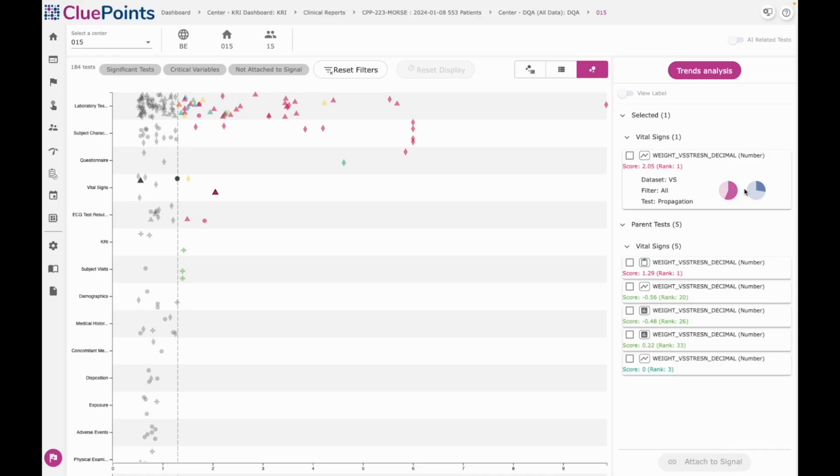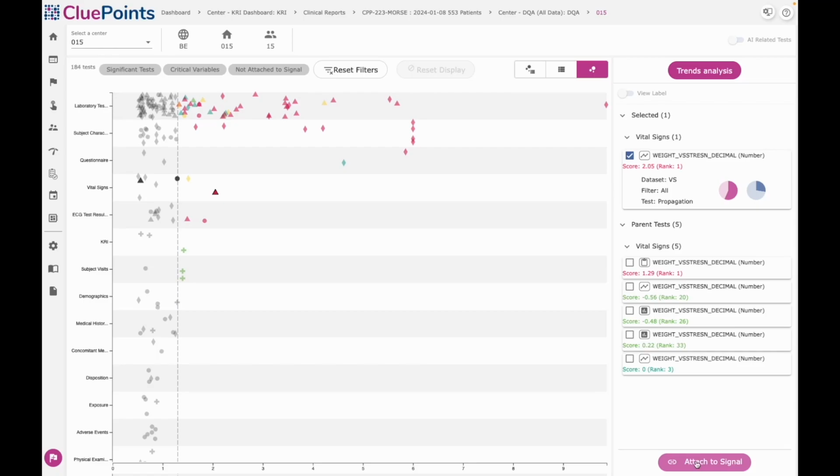To explore this scenario further, the user could drill down and look at the data. And once they've done some exploration, they could then select that result and attach it to a signal, which is how we pass this scenario through into the integrated issue management of the platform so that the study team can pick this up and intervene to establish what's been going on and what the root cause has been.